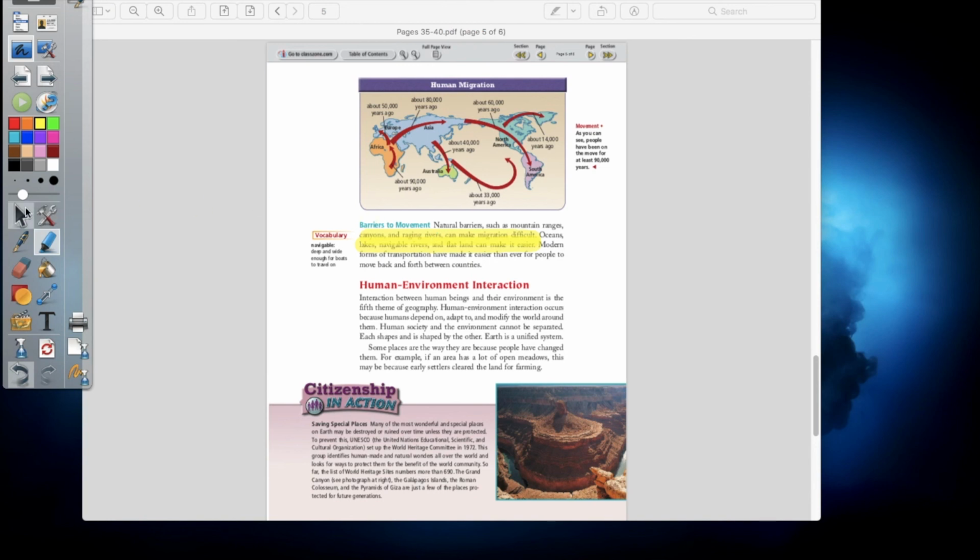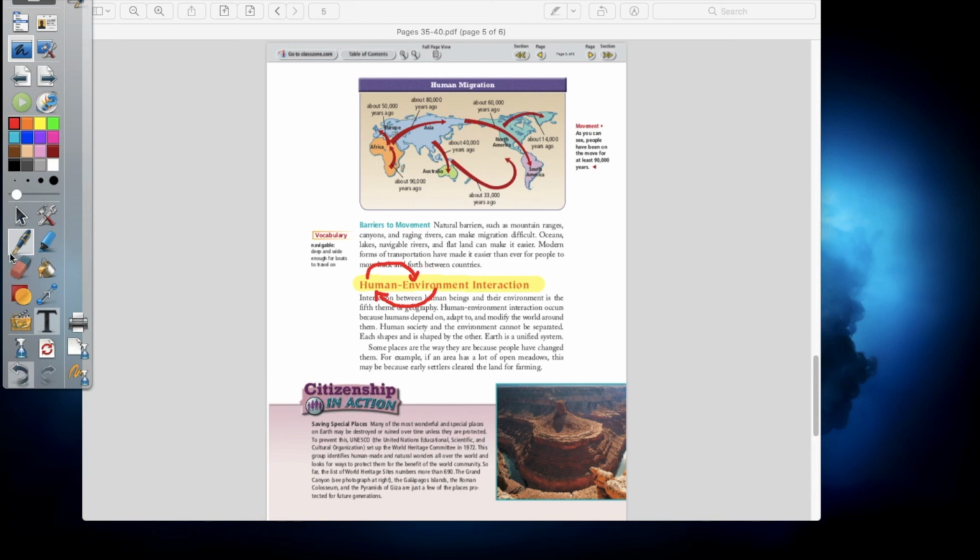Now, with that being said, we're going to go into our very last theme, which is probably the easiest theme of all, which is human-environment interaction. So what is human-environment interaction? Well, it's how humans interact with the environment and how the environment interacts with humans. It says it all in the title. It's pretty much what it does. It's the easiest of all the themes to get your mind wrapped around, okay?